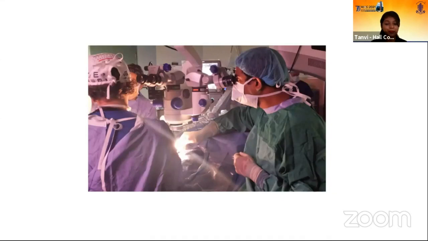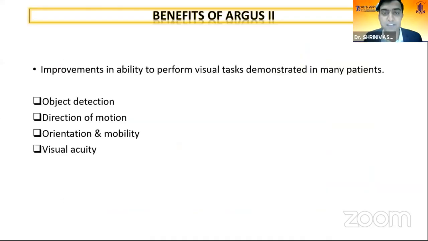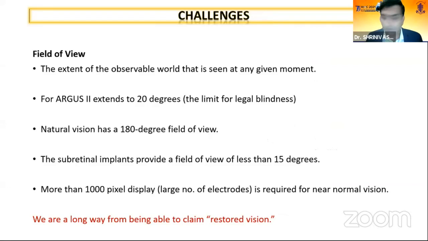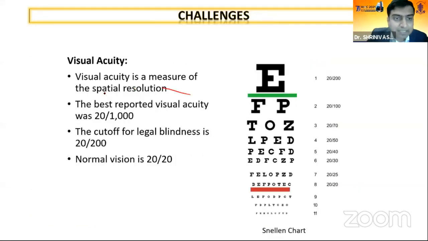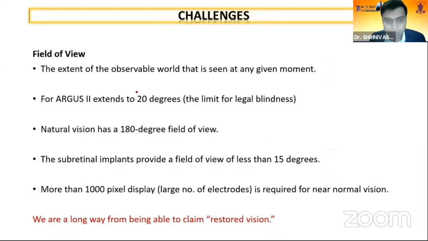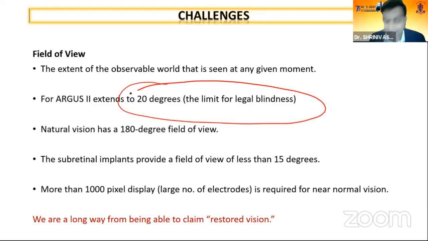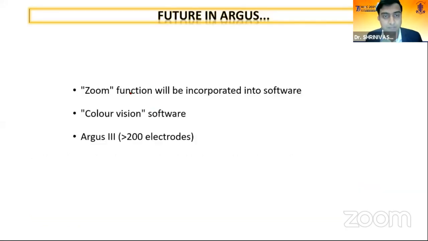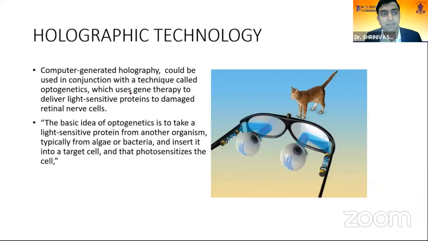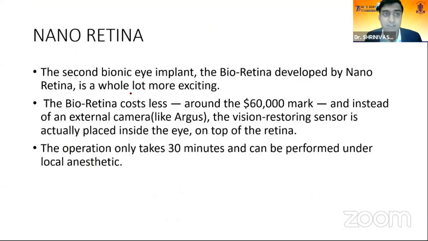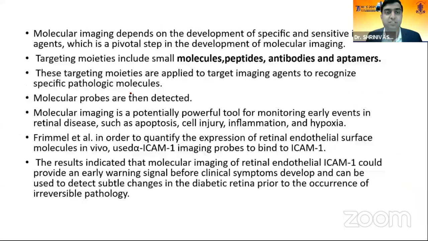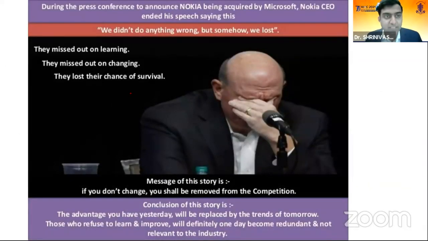These are the last few slides. The only thing about this is that it's far away from visual reality, because it gives you only about 20 by 1000, which is the best reported visual acuity. The field of view is only 20 degrees. So these are certain limitations, but we have grown to where there was no availability at all. There are various other devices, MIT, holographic, AG Germany is also available, and Nano Retina as well. So with this, lastly, I want to tell all my dear students.